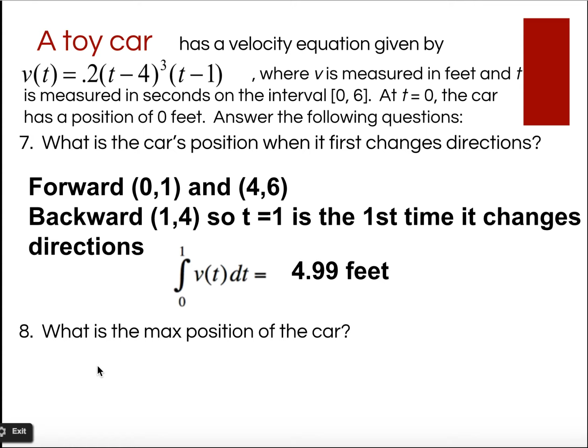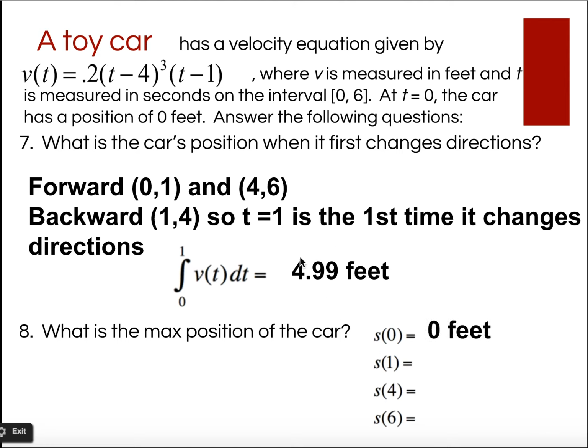And then the last one is, what is the maximum position of the car? This comes down to finding the absolute max using the extreme value theorem. So that closed interval method, we're going to plug in our critical points that we found, which originally were 1 and 4, then plug in 0 and 6, and see just which one has the largest y value. So S of 0 would be doing the integral from 0 to 0, which we also originally told you that the initial position was 0 feet.